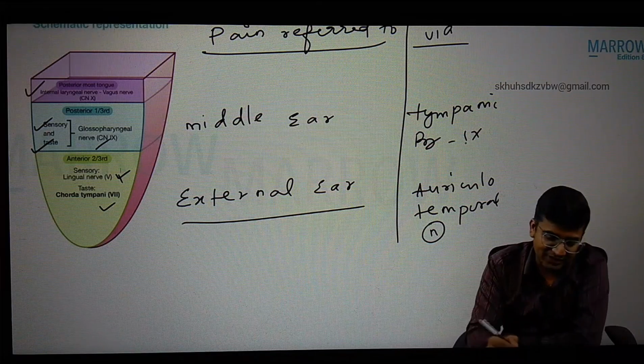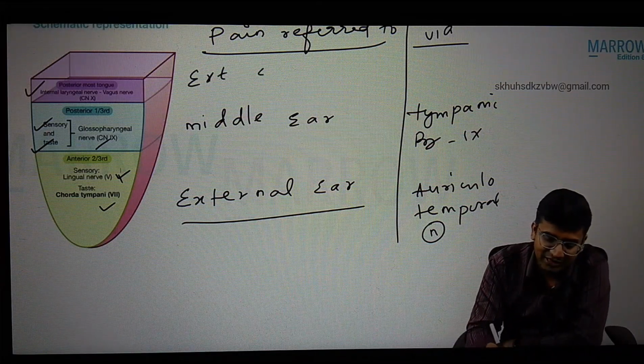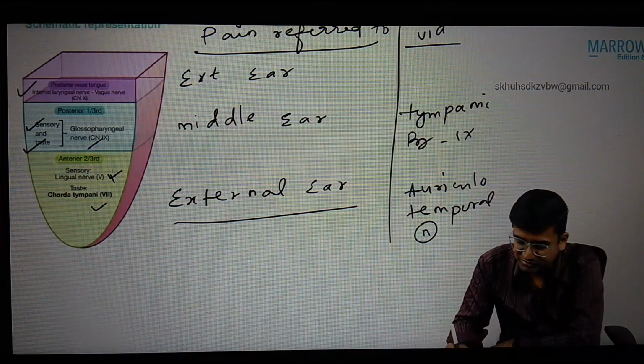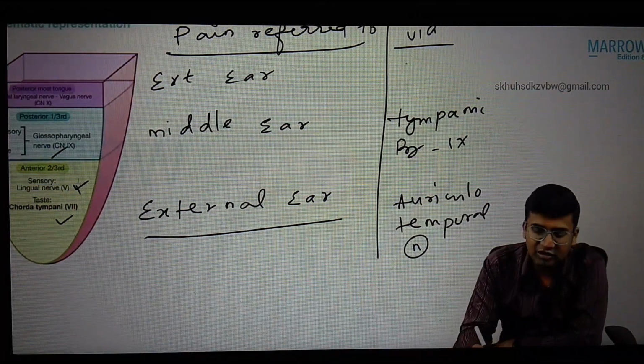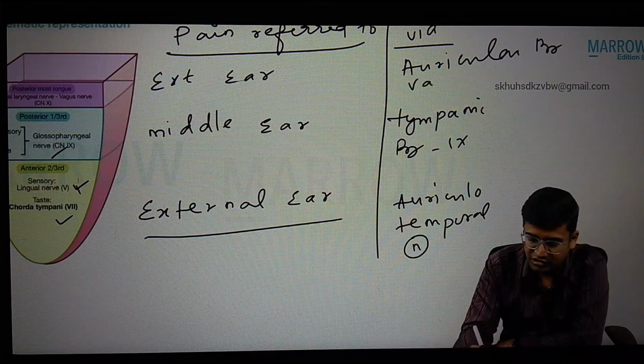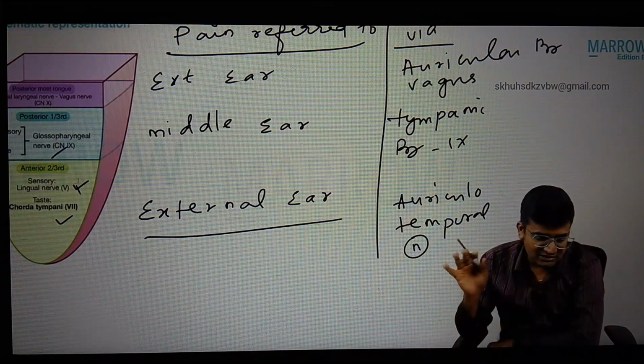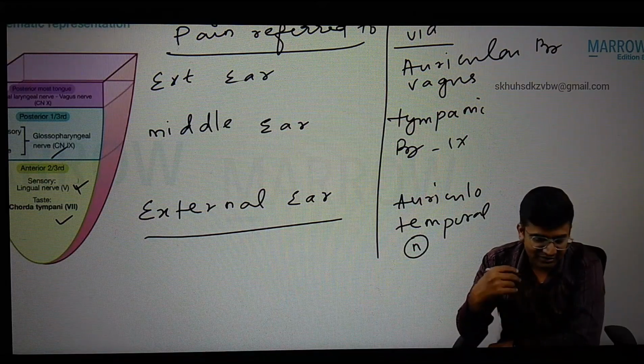And an ulcer in the posterior most part of the tongue, again the pain is referred to the external ear only. Due to which nerve? Yes, the auricular branch of the vagus. Due to the auricular branch of the vagus nerve. Okay, right. So this is about the sensory supply and the relevant applied anatomy.